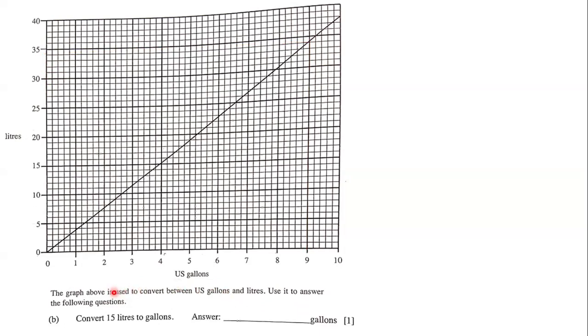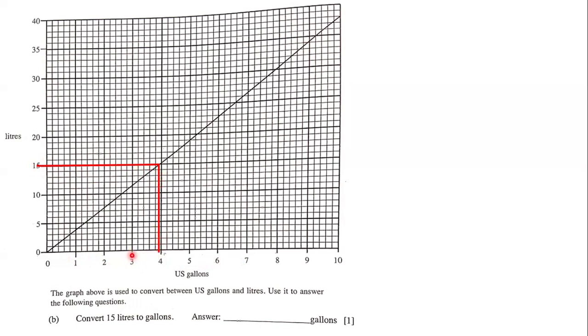Next, it says here, the graph above is used to convert between US gallons and liters. Use it to answer the following questions. And so our goal is to convert 15 liters to gallons. Now notice that we have 15 liters, and that's on the y-axis. This is 15 liters. And we go across, and we go down. If we go down, we find the x-axis, and the x-axis is in gallons. So we have 15 liters. How many gallons would that be?